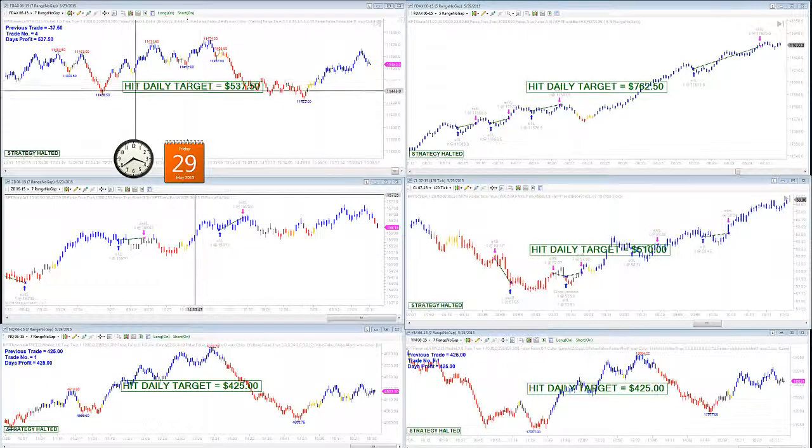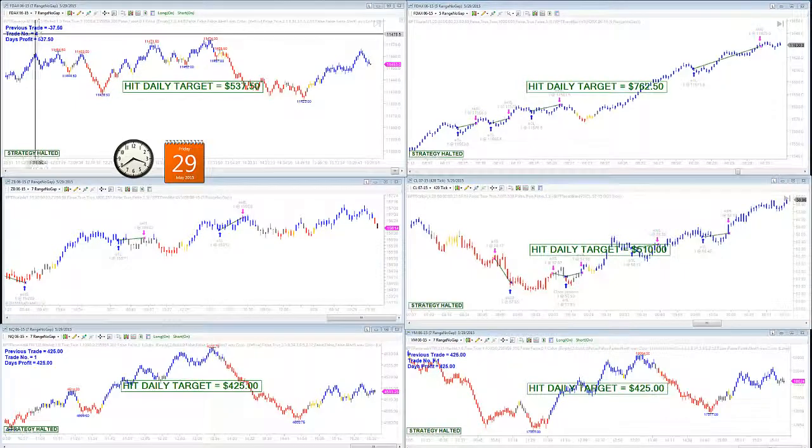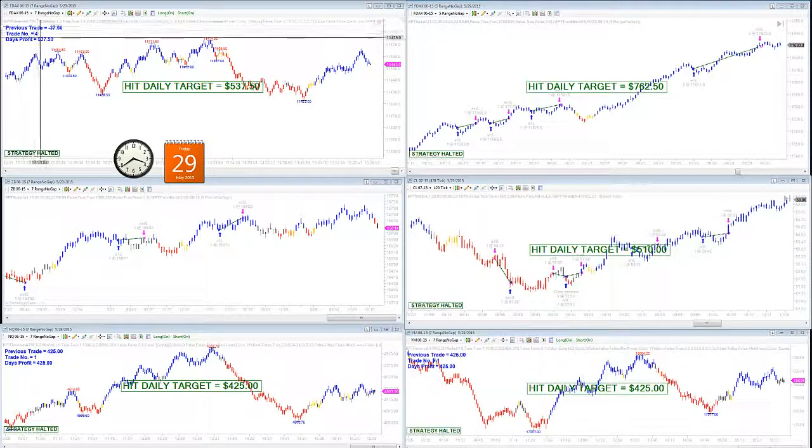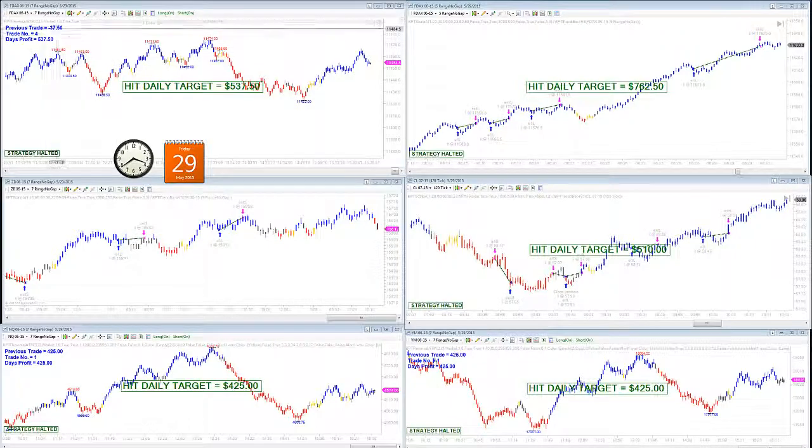The idea here is trying to catch the trend from the beginning, and you see the DAX on the 7 range no gap took 4 trades, and we were done for today. Our daily target was 500, and we got the 537.50 on the DAX, and this is 4 trades, and the last one was magnificent, and we're done with that actually.